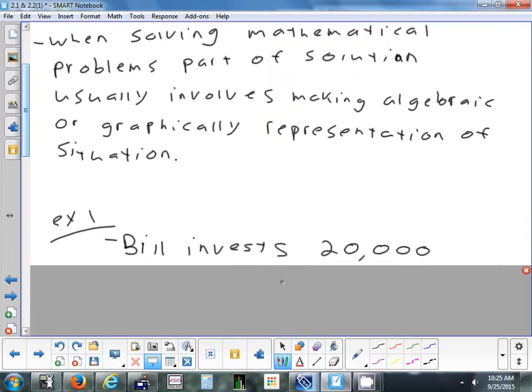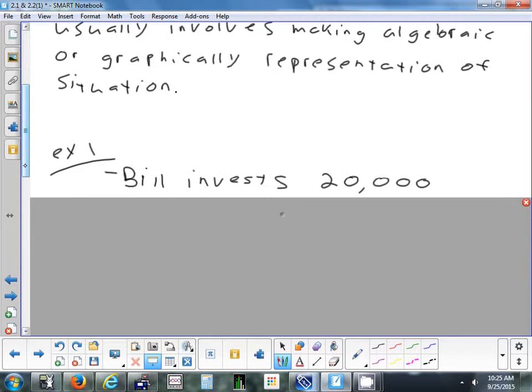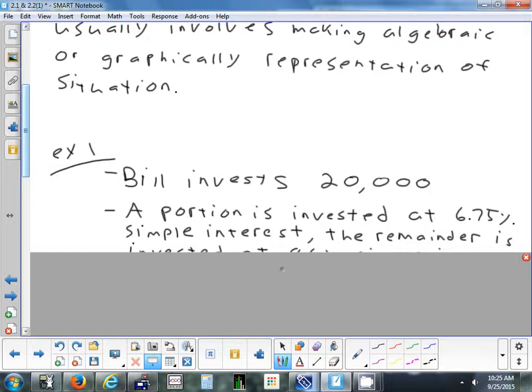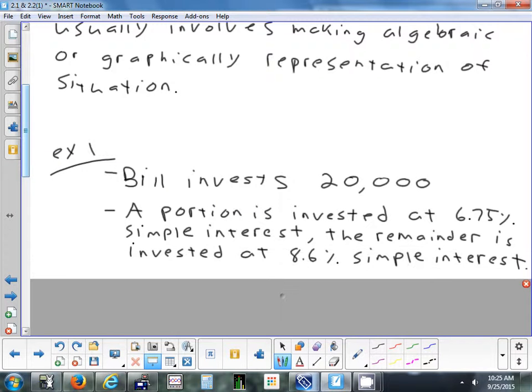Okay, in your book, this word problem is written out, but I've just summarized the important points of what we really need for this problem. It says Bill has $20,000 to invest. He's going to invest into 2 different investments. Some of the money he's going to invest at 6.75% interest. The remainder, he's going to invest at 8.6% simple interest.